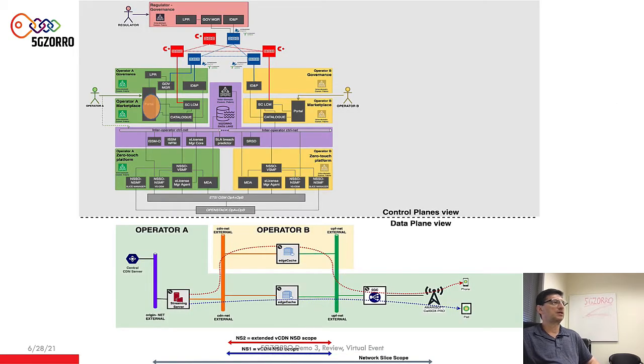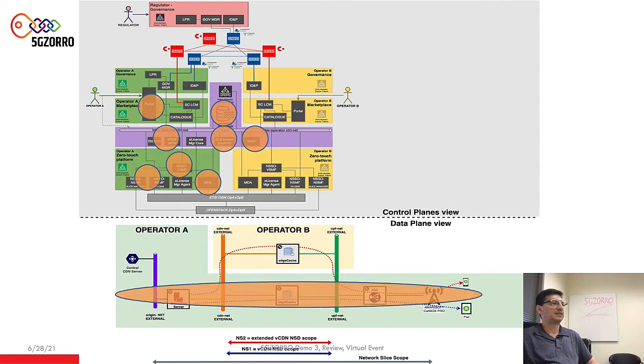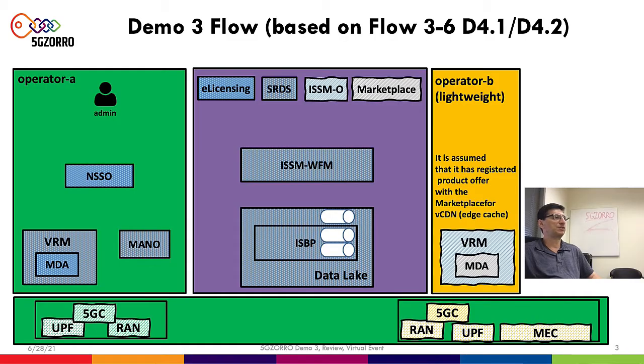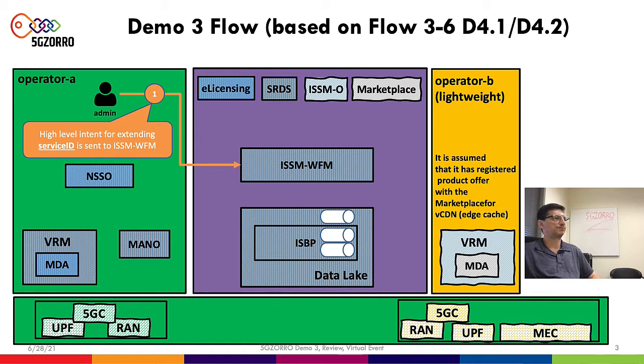This is the overall architecture of the demo. Demo 3 touches in various places, and obviously it's a little bit overly complex. To simplify the complexity, I redrew the same diagram to hold only the essential components. And let me walk you briefly through the flow of Demo 3. So the administrator of Operator A submits a high-level intent to ISSM Workflow Manager.